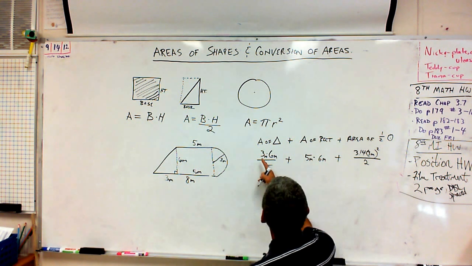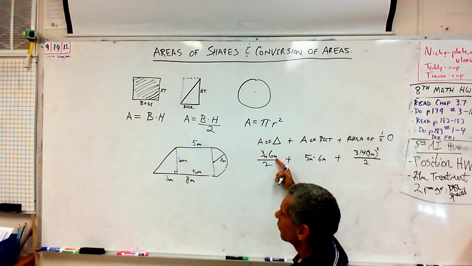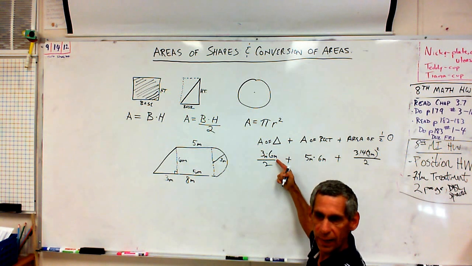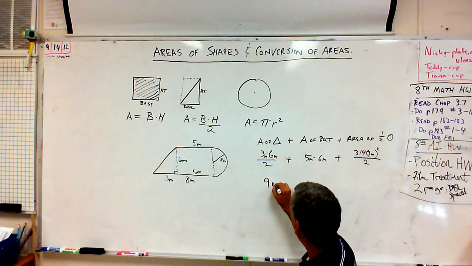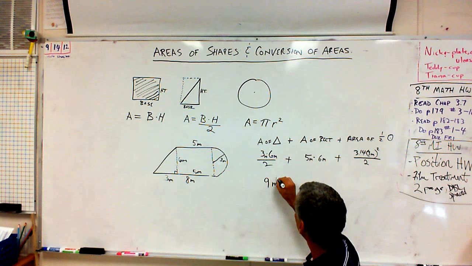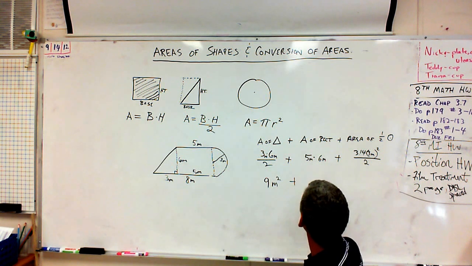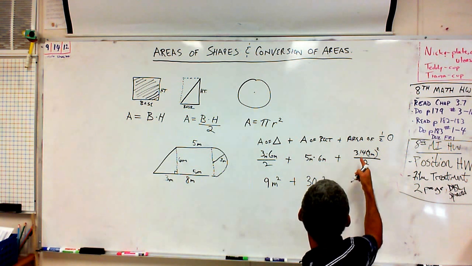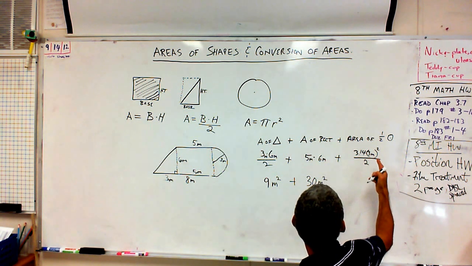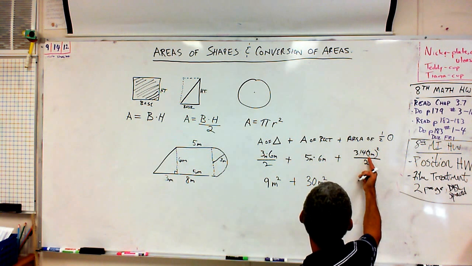So think about it. We have 3 meters times 6 meters, which is equal to 18, divided by 2, 9 meters times meters, which is meters squared. Plus 5 meters times 6 meters is 30 meters squared. Then we have 3.14 times that.